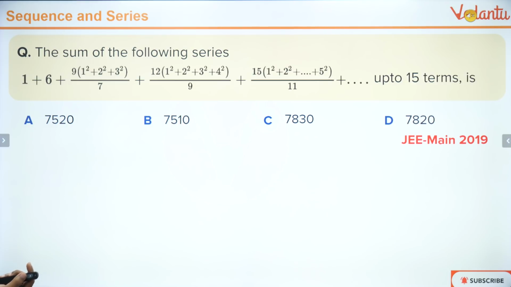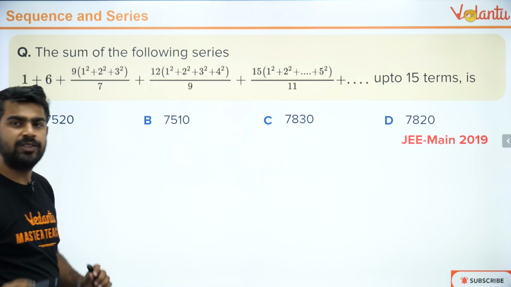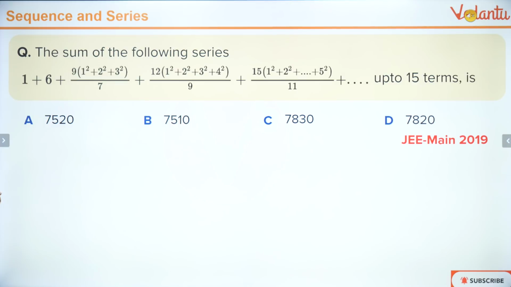What am I given here? I'm given a series. From here it makes sense. From here it's very simple. I understand how the series moves forward, but first and second term I need to decipher it and I need to crack it. So let's see how to crack that open.